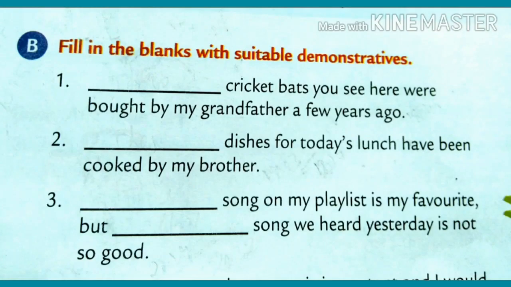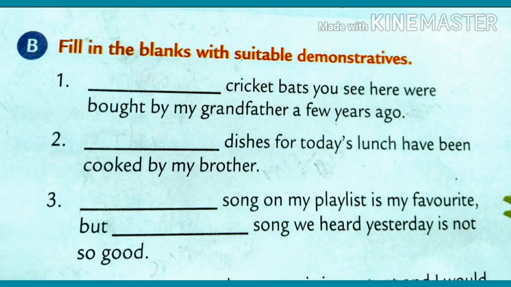Fill in the blanks with suitable demonstratives. First one: Dash cricket bats you see here were bought by my grandfather a few years ago. See the noun. Which is the noun in this sentence? Bats. Is it singular or plural? It is plural in form. And see where they point out. Here, they point out very close to them. So you have to use these. These cricket bats you see here were bought by my grandfather a few years ago. The answer is these.